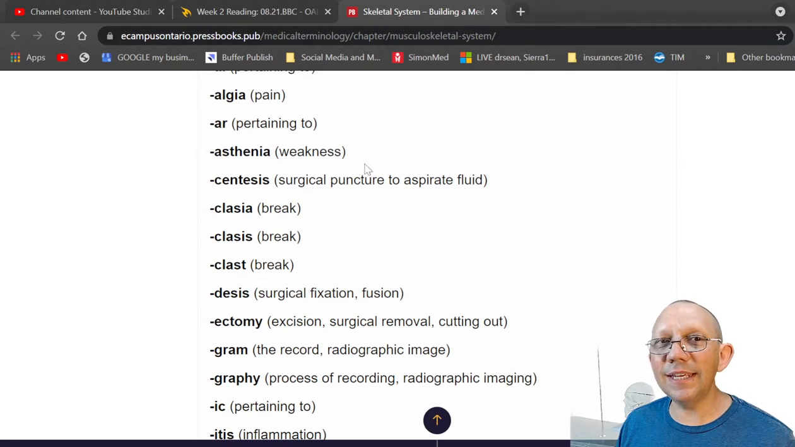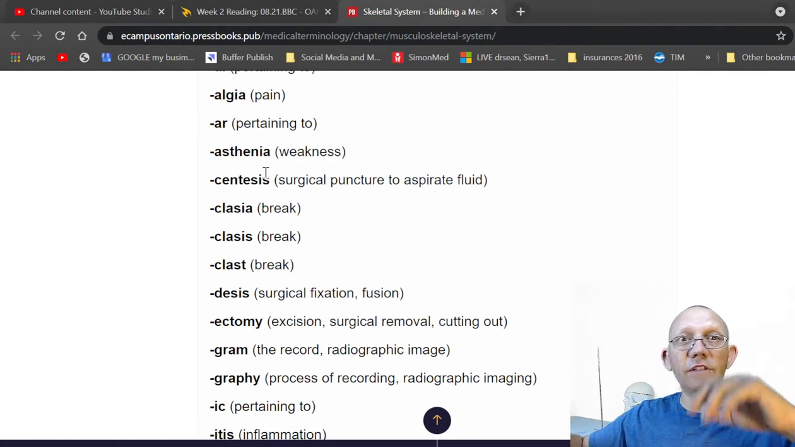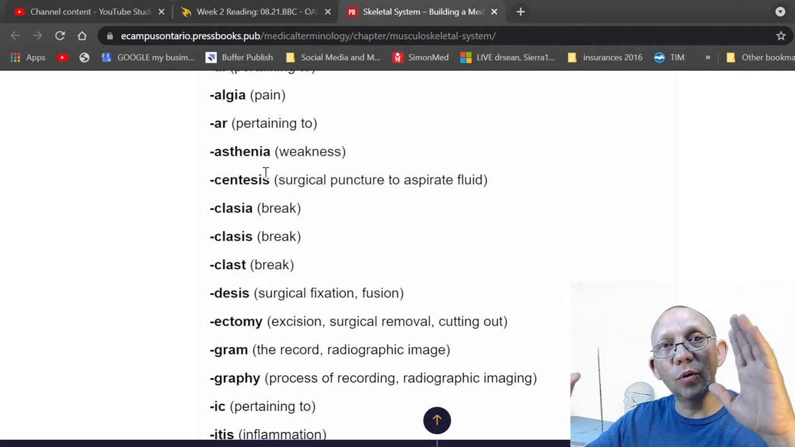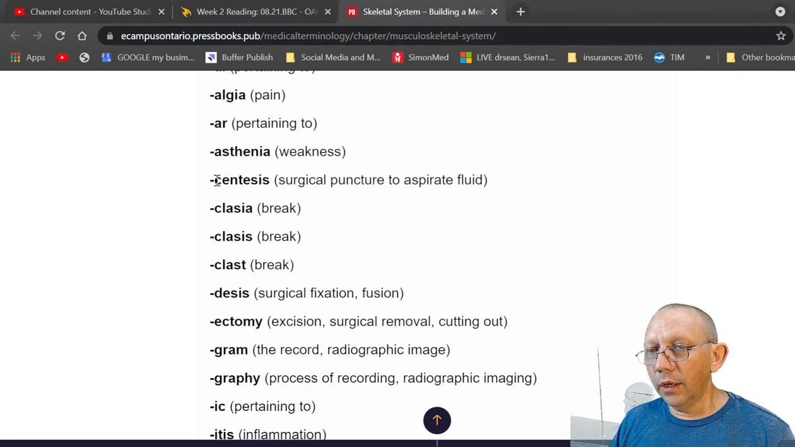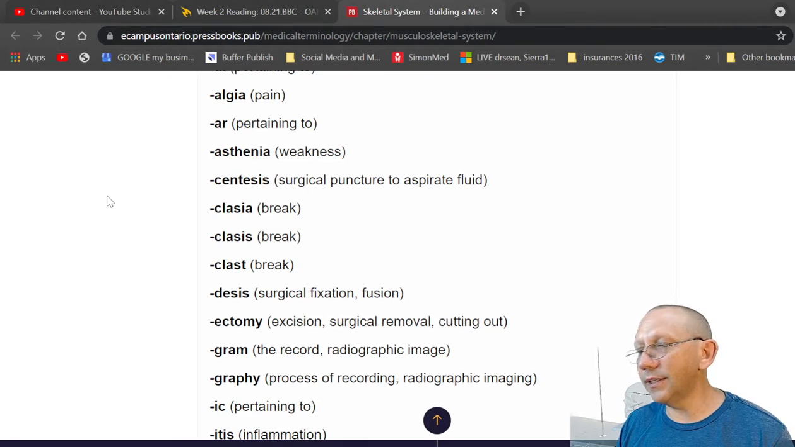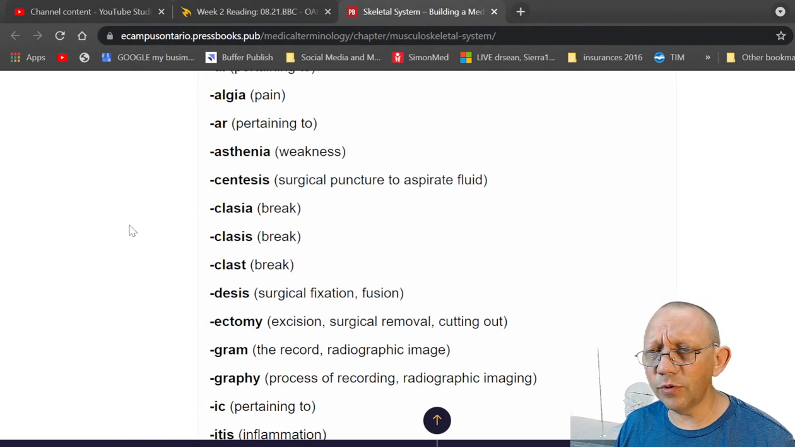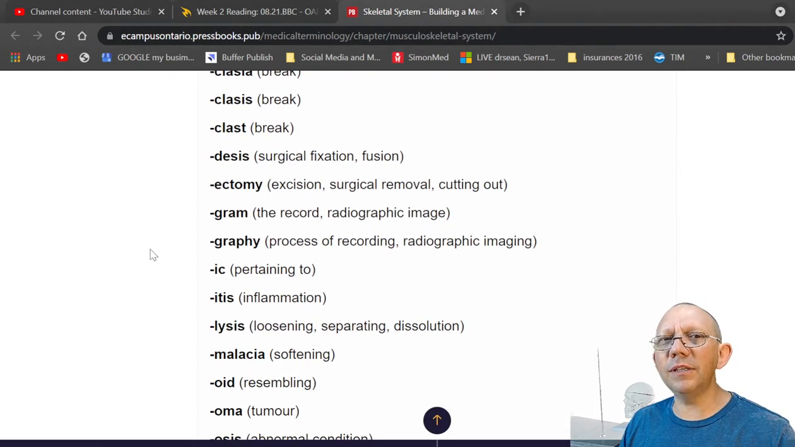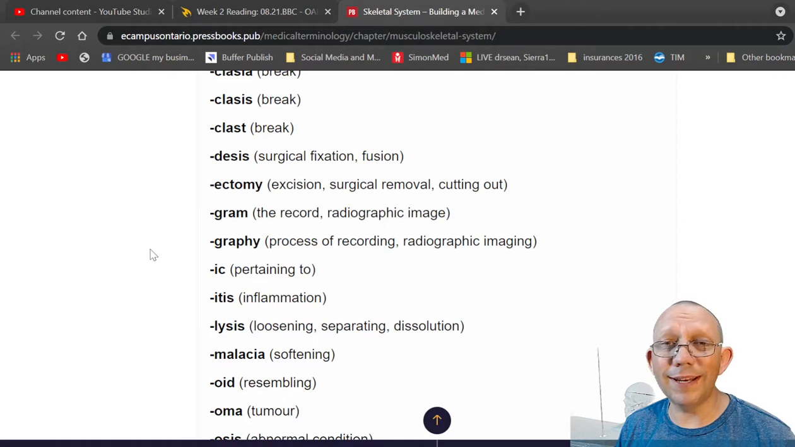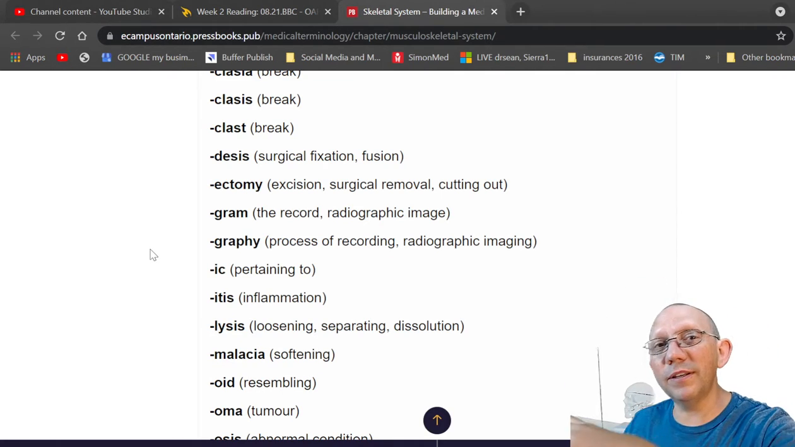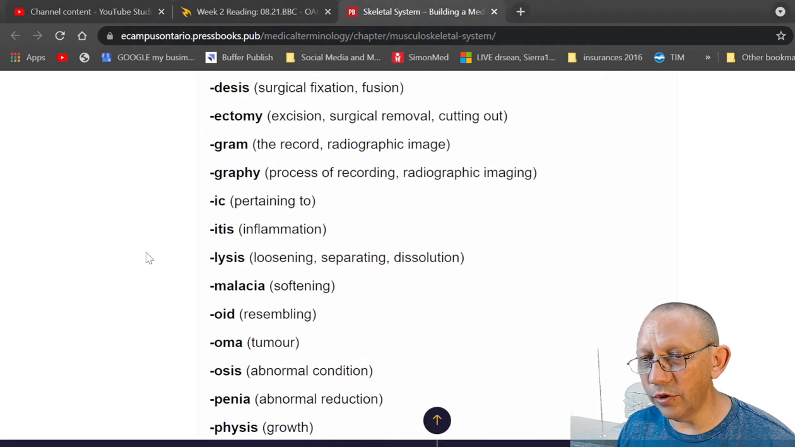Asthenia, myasthenia. Usually has to do with weakness. Myasthenia gravis, very bad, right? Myasthenia means muscle weakness. Centesis, surgical puncture. They do a lot of those with bursa, bursacentesis, I suppose you would say. Clasia, break, clasis, break. Okay, class. The clast means to break down is what it means. So you have osteoclast, which breaks down bone tissue, and osteoblast, which builds bone tissue.